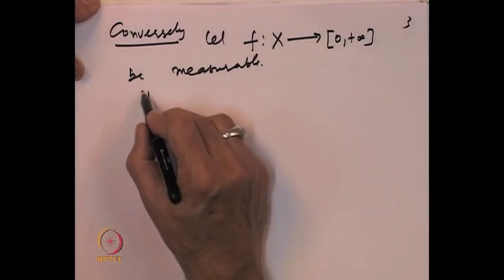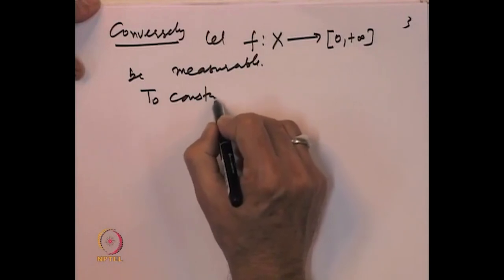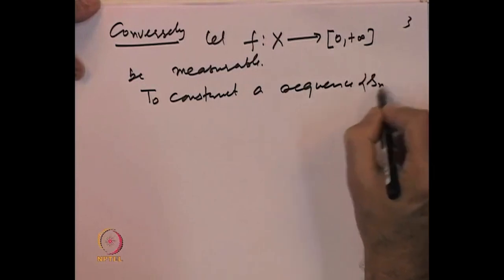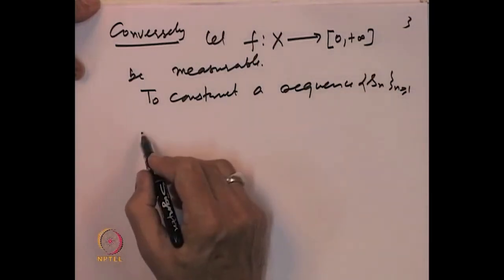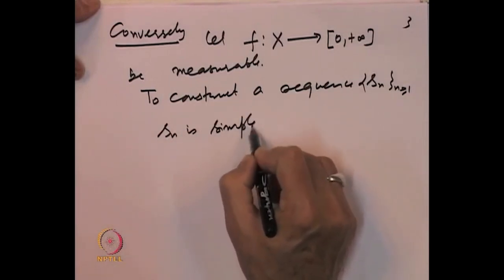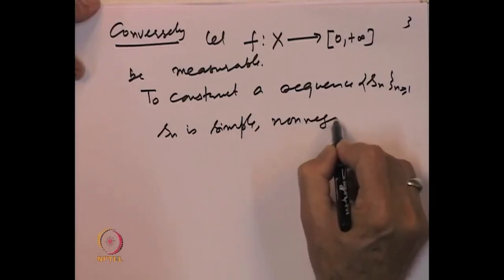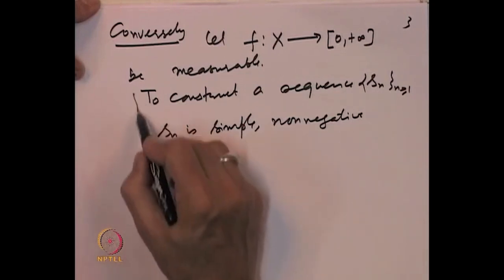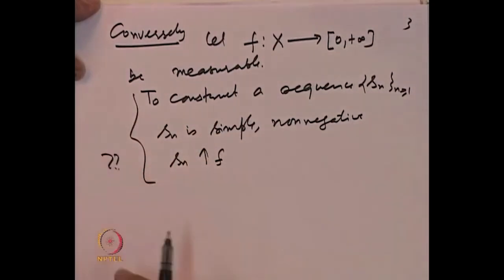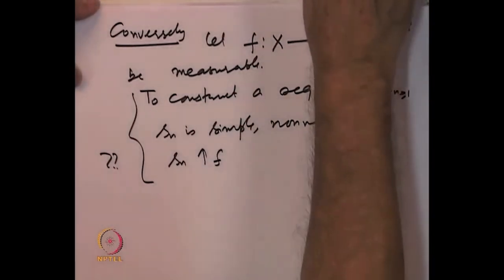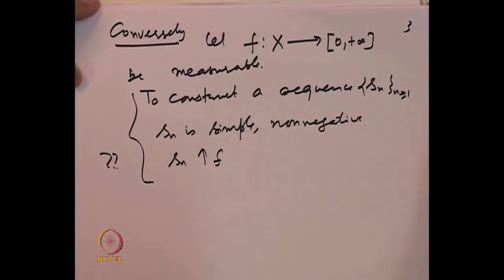So we want to construct a sequence s n of functions such that each s n is simple, non-negative, and s n is increasing to f. So, this is all we want to do. This construction is intuitively very obvious, but needs to be explained. So, let us look at it in a picture.